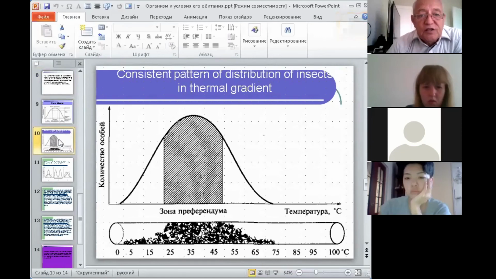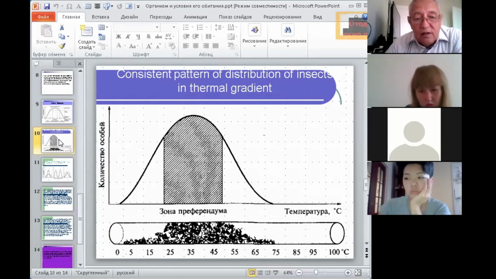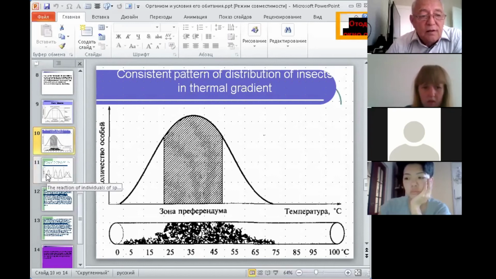Consistent patterns of distribution of insects in a thermogradient. You see on the slide temperature, zone of preferendum, quantity of insects, etc.